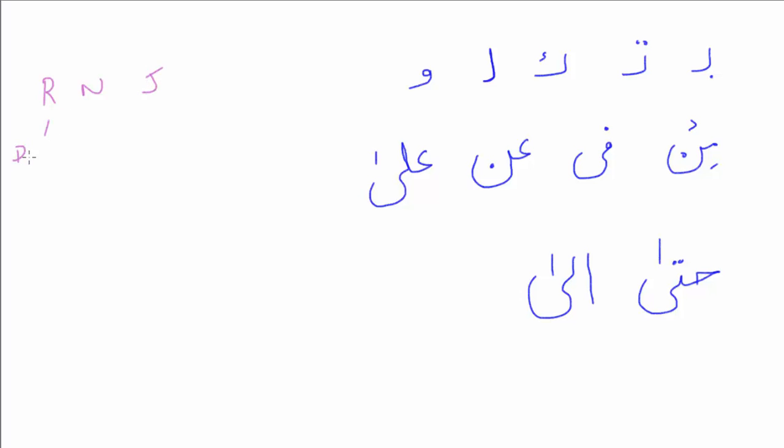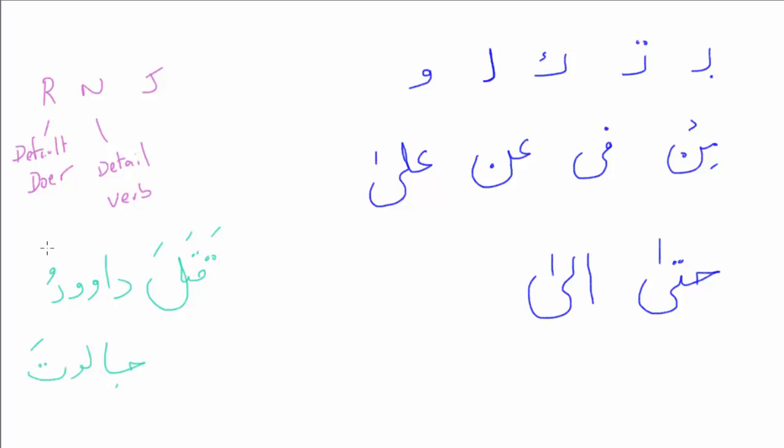So let's talk about what we already said: we have rafa, nasab, and jarr. Rafa is by default, or it could be a doer. Nasab, we said it could be a detail of a verb. So in the case of our example, qatala Dawudu Jaluta.